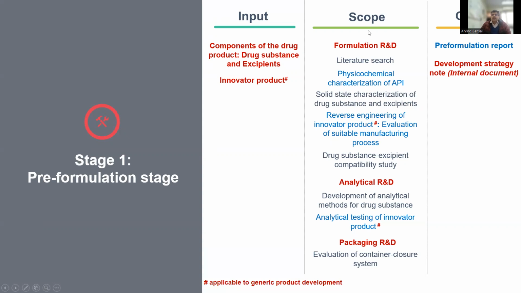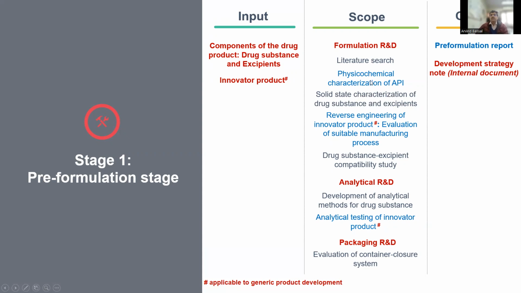The scope of the activities in the formulation R&D department: first, a literature search is carried out, then physico-chemical characterization of the API, solid state characterization of the drug substance and excipients, and in the case of generic products, reverse engineering of the innovator product is carried out, and evaluation of a suitable manufacturing process.